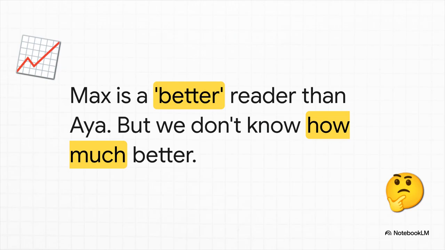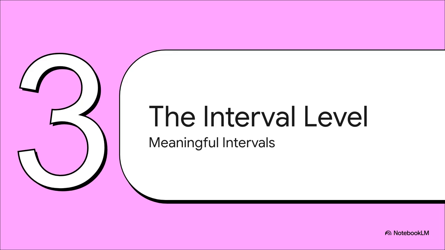But, and this is a big but, we have no idea how much better he is. Is he just a little bit better? Is he way, way better? The ordinal scale is silent on that. That gap in our knowledge is the key limitation here, and it's exactly what our next level is going to solve. All right, now we're taking a huge jump up in precision. This next level, level 3, the interval level, this is probably the one you'll see most often in fields like psychology and education.